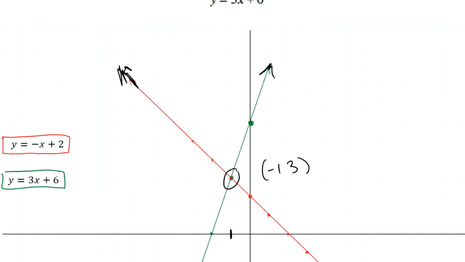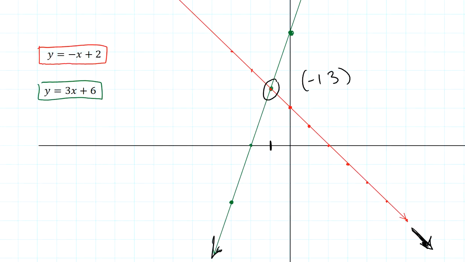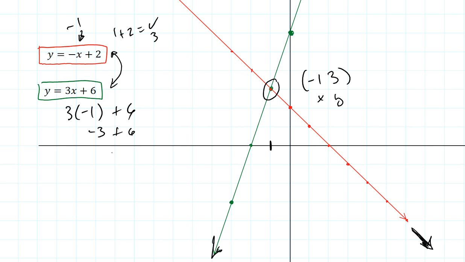And this one point, x is -1 and y is 3, would make both of these true if I plug them in. For example, when I plug in -1 for x, this becomes the opposite of -1, which is +1, and 1 plus 2 is 3. So it checks. The other one, 3 times -1, and then +6, is -3 plus 6, which is 3.